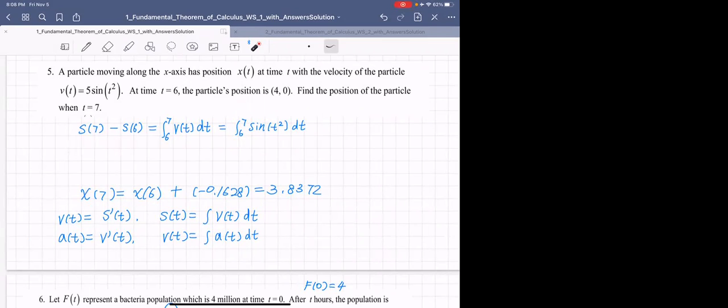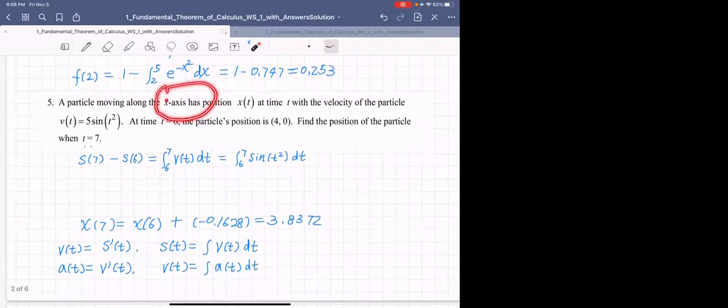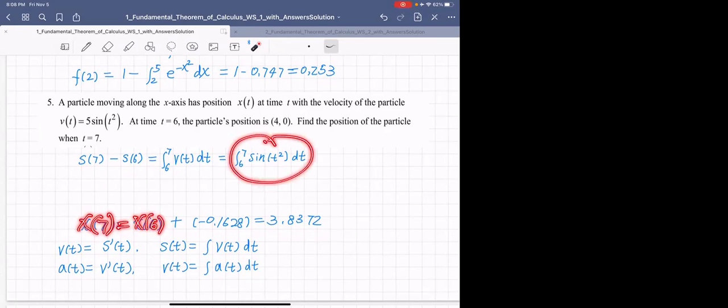But the thing you want to pay attention to here is they say a particle moving along the x-axis, okay? So it's just going to go in one direction. So you don't worry about the vertical directions. You do x of 7 equals x at 6 plus that antiderivative value. If you type it in the TI-Nspire or use decimals, you can get this value.